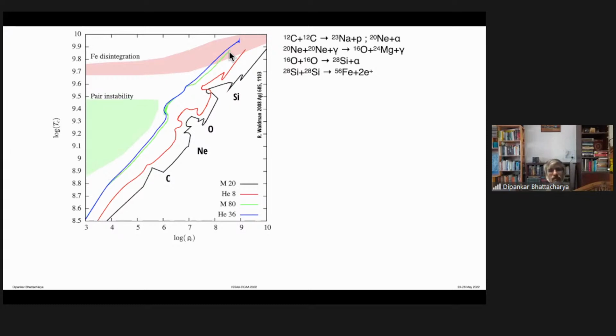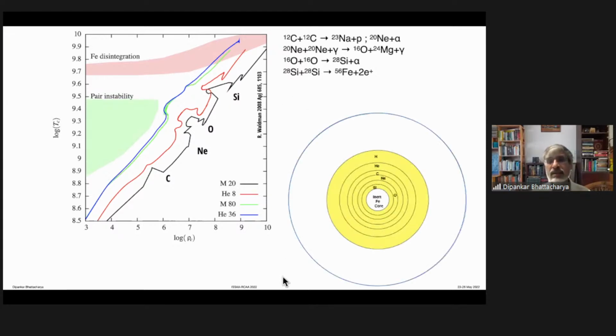Now, the situation is such that an inert iron core has been produced because there is no spontaneous nuclear fusion that can occur in iron core. This does not generate any further energy. Around that, there is a silicon burning shell, which is producing more iron, adding to the core. Around the silicon burning shell, there is an oxygen burning shell, which is producing more silicon and adding to the silicon burning layer.